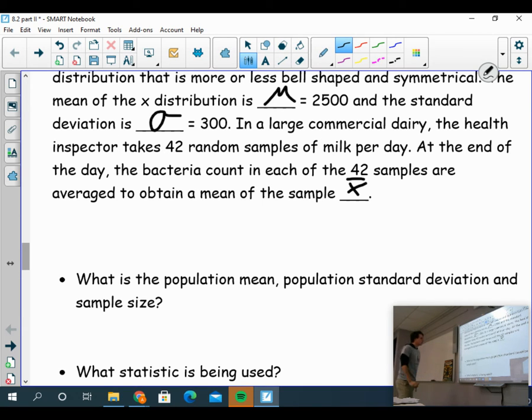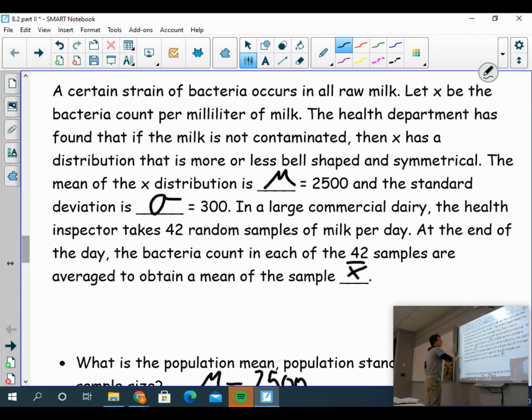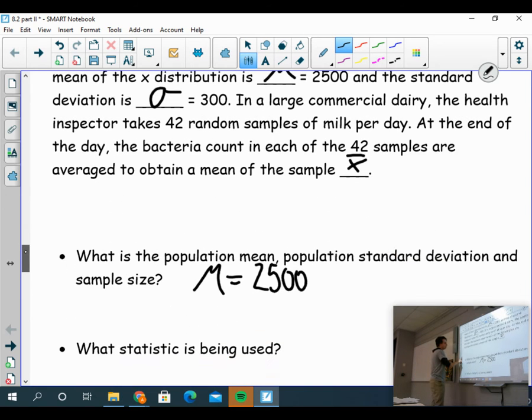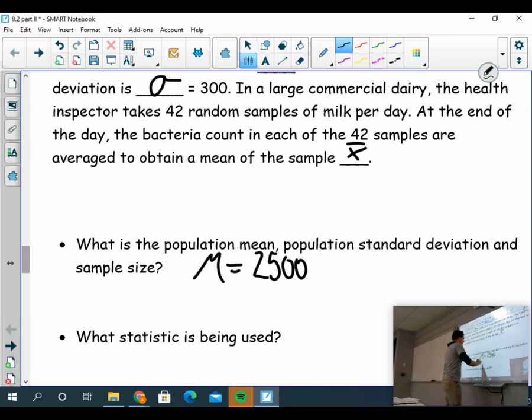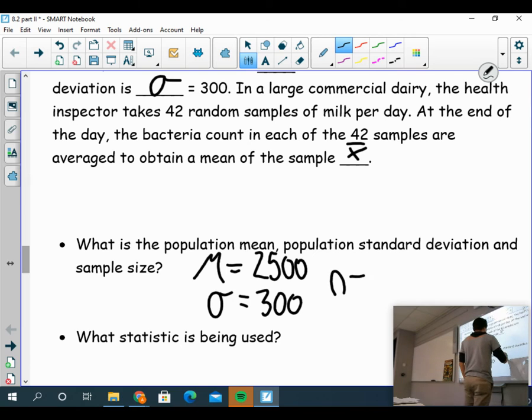Okay, what is the population mean? Well, according to the prompt, the population mean is 2,500. From the whole X distribution, all of the milk that we're looking at, the bacteria count per milliliter of milk is 2,500 on average from the entire population. The standard deviation of the bacteria count is 300. Sample size is 42. Again, we talked about this before.